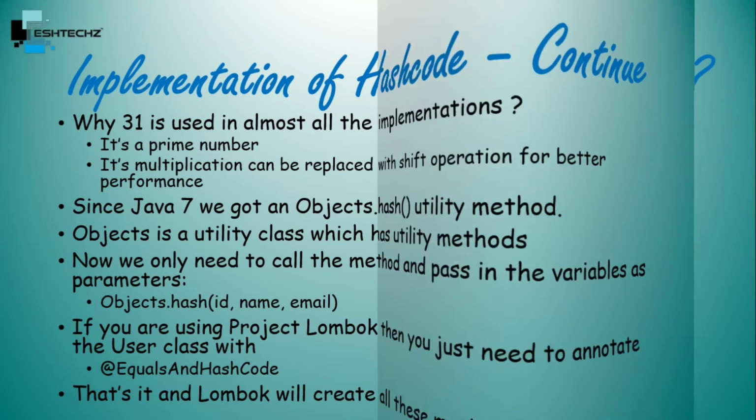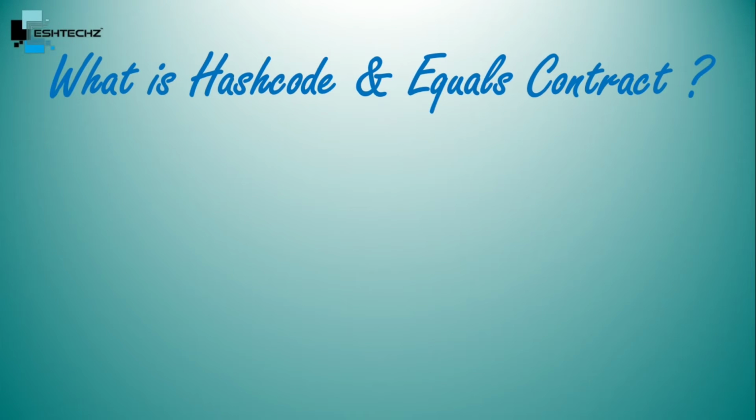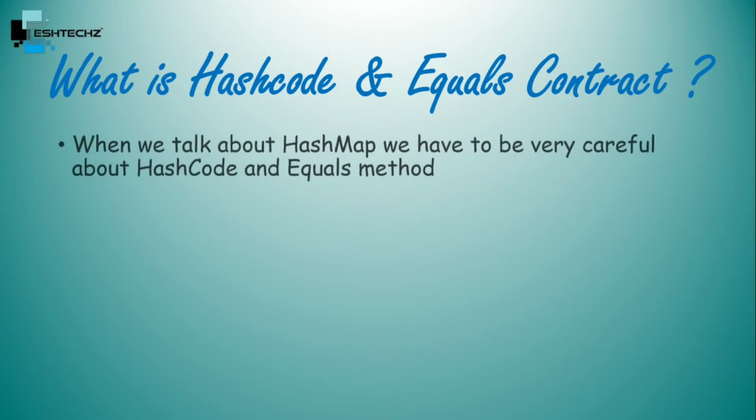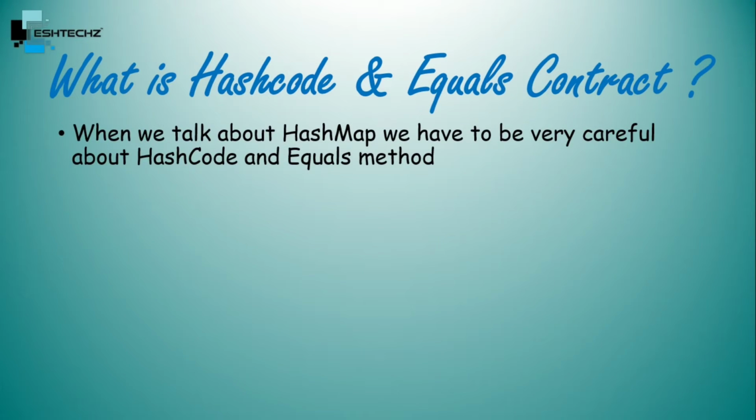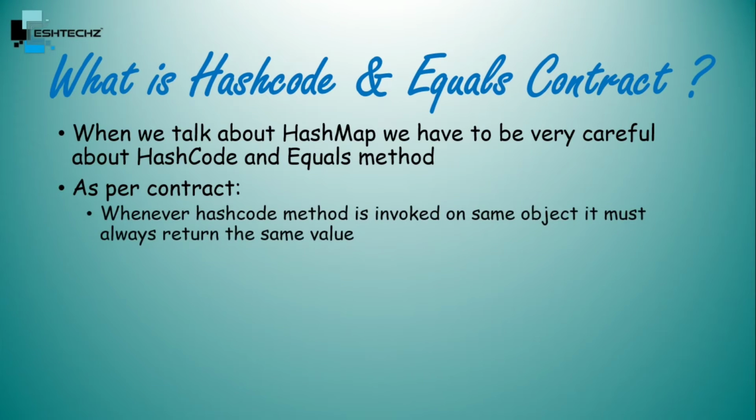So we can choose any of these implementations for our purpose. Next is, what is the hashcode and equals contract? Now when we talk about HashMap, we have to be very careful about hashcode and equals method. And that's why we have a contract. So as per the contract, whenever the hashcode method is invoked on the same object, it must always return the same value.